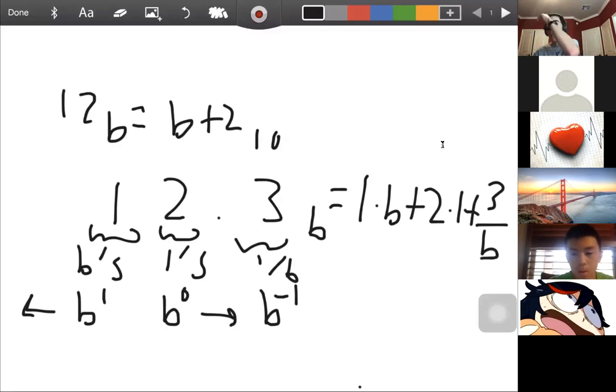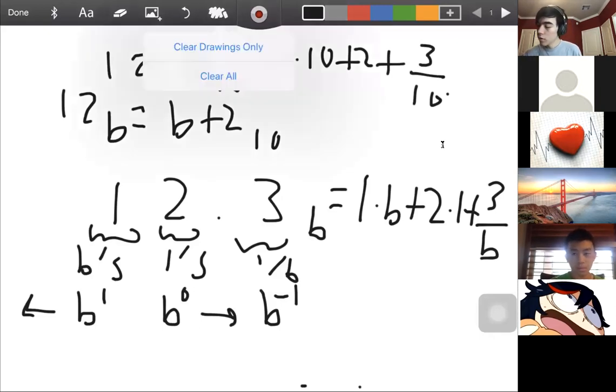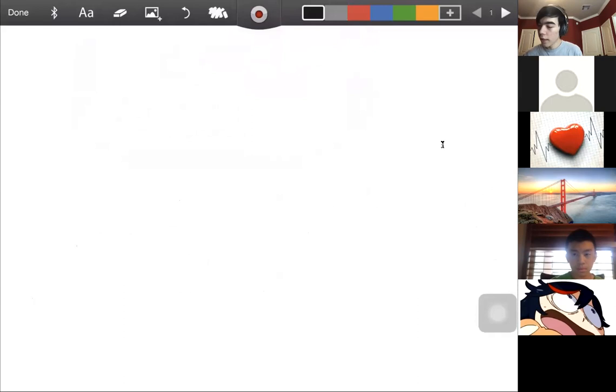And this makes sense in terms of normal digits. Like 12.3 in base 10 is just 1 times 10 plus 2 plus 3 over 10. And then the further you go to the right, you just divide by 100 or 1,000 instead. So this should be pretty intuitive. So that's base values.